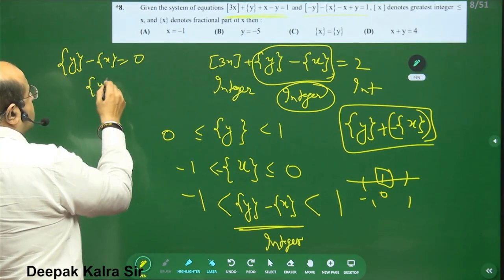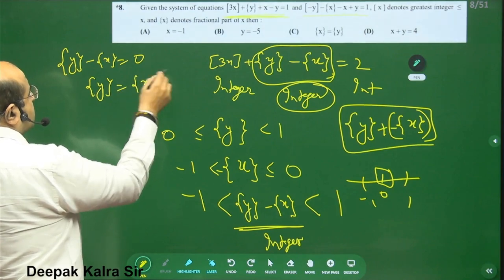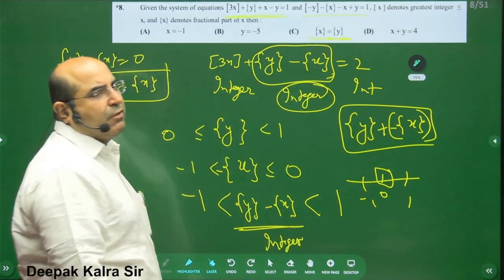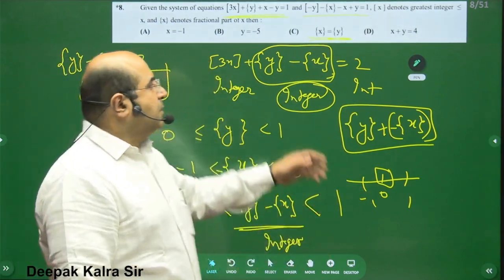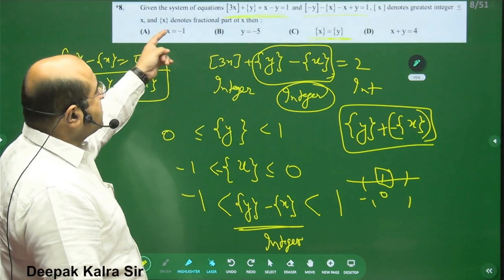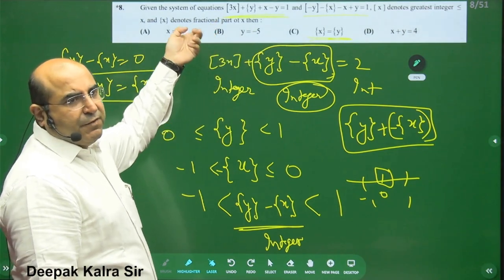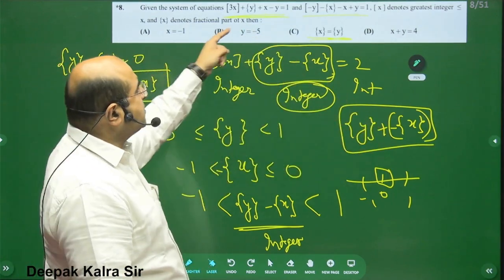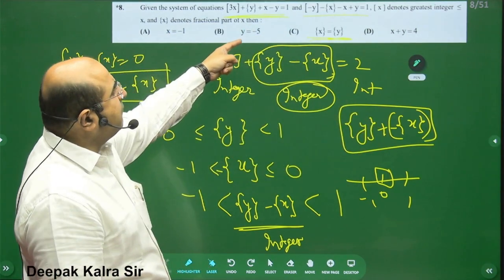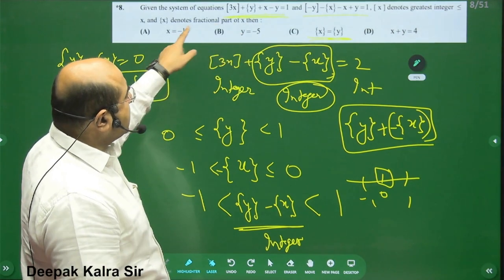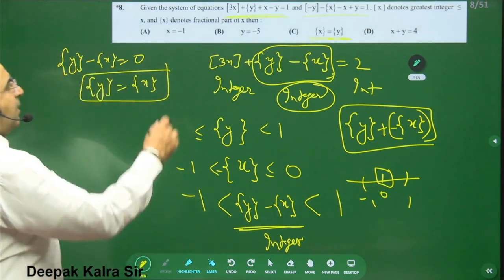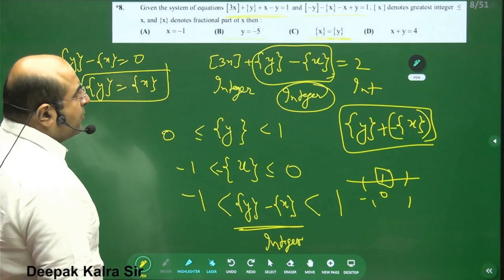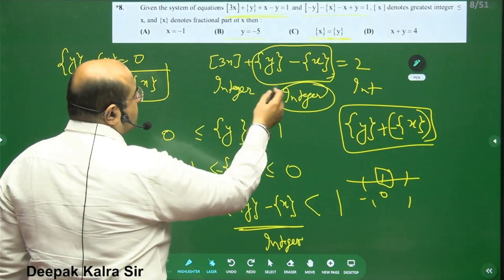You have fractional part of y equals fractional part of x. One answer is this, which is observable also. You can observe that as well. This is okay. Now x and y, are they supportive? We can check that as well. We know that fractional part will vanish in this case when we take x as minus 1 and y as minus 5. Do you get the answer supportive from this place?